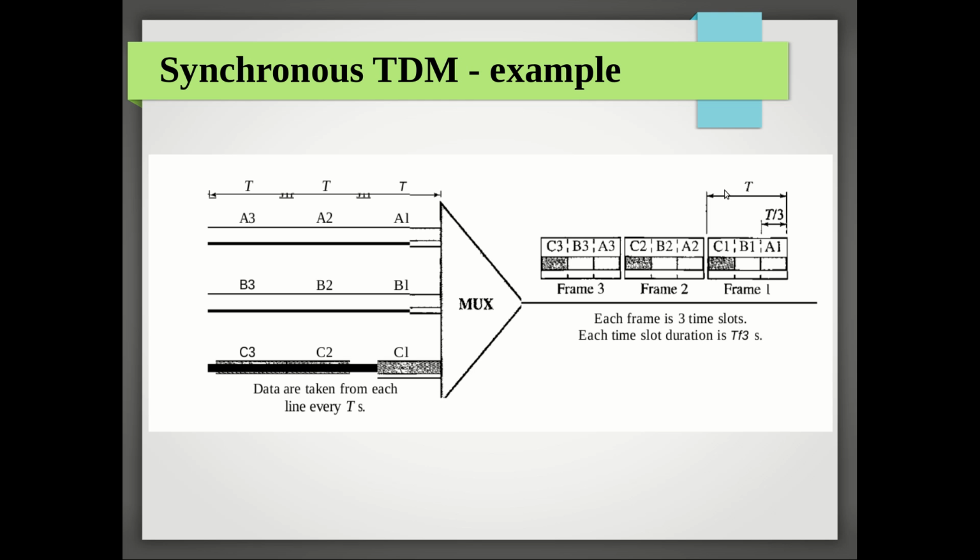Now what is the total time taken to send this frame as a whole? The frame contains a unit of information from all the input sources. So the total time taken for the frame transmission is t, and that t is nothing but this t.